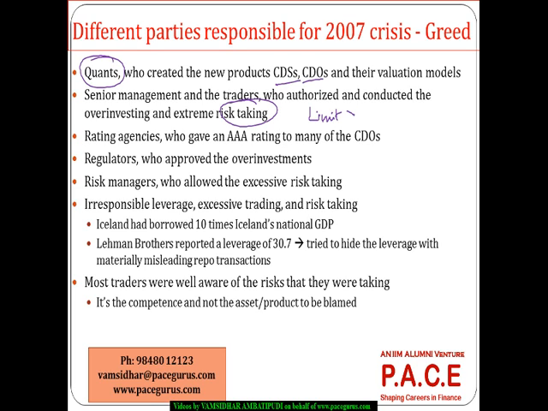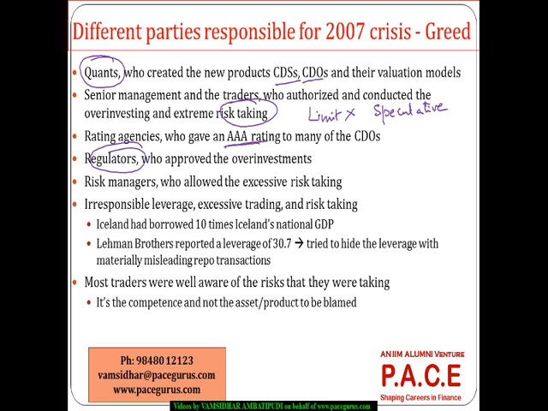So they were purely speculative on their positions and no one was controlling the speculations of their positions. Rating agencies had compromised and given AAA ratings to many of the CDOs, and regulators simply approved any kind of overinvestment. Risk managers got into excessive risk taking. Irresponsible leverage was taken. Excessive trading was performed. Huge risk taking came up.